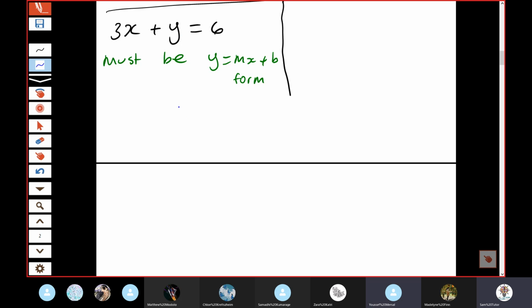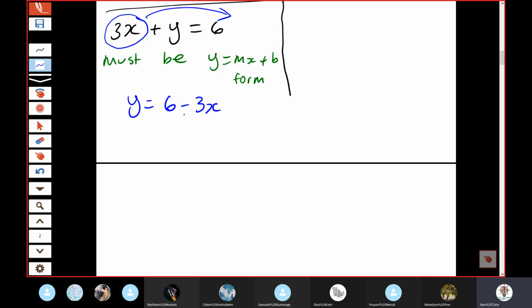Move the gradient to the other side. Move the 3x. Yeah, the 3x, sorry. So y equals either, you're right, 6 minus 3x or minus 3x plus 6, but I think you guys would have written this one. I'll write it like this.